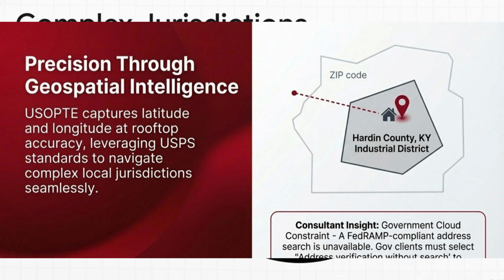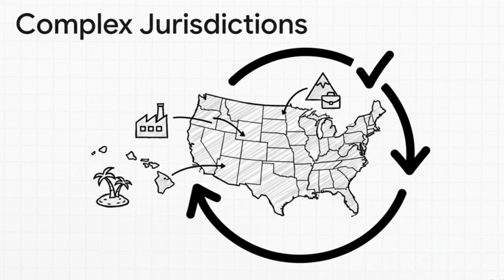This precise coordinate-based mapping is what allows the system to natively handle all of those complex and niche tax jurisdictions that were previously so problematic. We're talking about things like the specific industrial district tax in Hardin County, Kentucky, the Colorado Employer Occupational Privilege Tax, or OPT, and even territory taxes for places like the Northern Mariana Islands. These are now managed automatically by the engine, without the need for any manual workarounds.